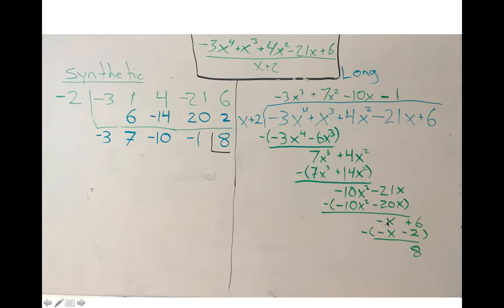And so when we go through that process, we multiply by our negative 1 times x to get negative x here. And then as we do that, we have 6 minus a negative 2. So we're going to get 8 for our remainder. We get 8 in both places, which is exactly what you should expect. Notice all these numbers line up.